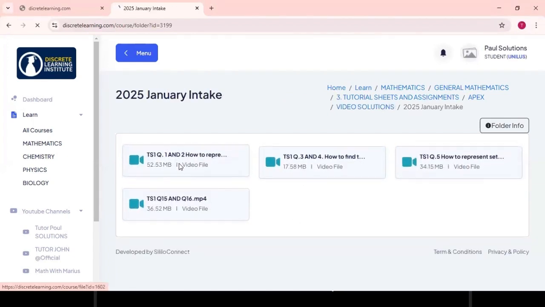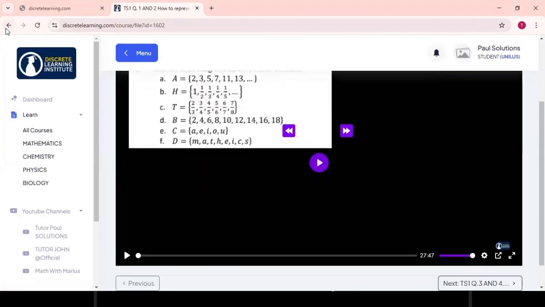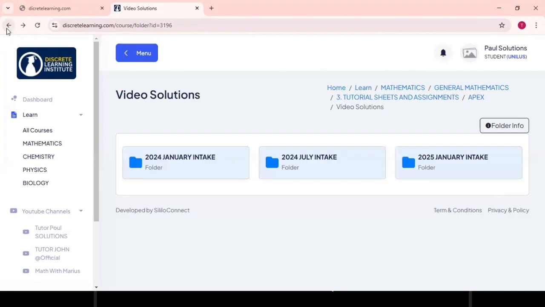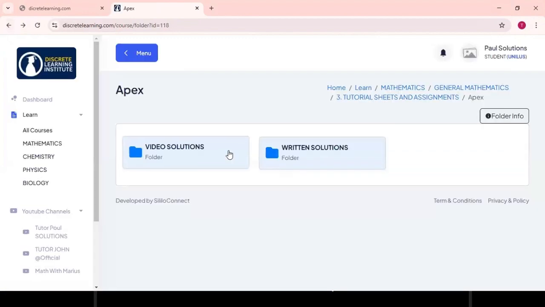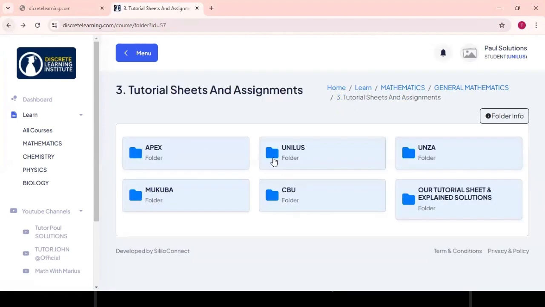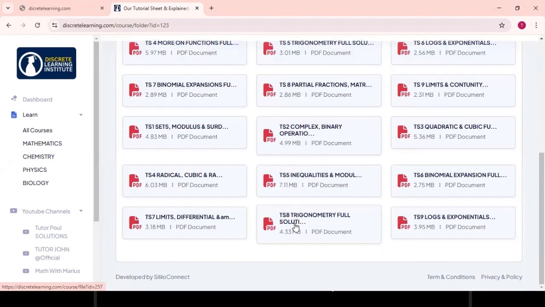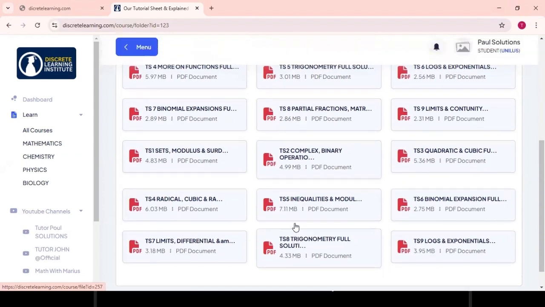Okay, so you can open them if you want to learn. So it will come, you can play it, and you'll be able to learn there. Okay, and then what else? Okay, you can also check out the written solutions here. You're going to find some of the written solutions that we upload there. All right, so if you do not see your university here, you can go in this folder where we wrote our tutorial sheet and explained solutions. Okay, so you open this folder, you're going to find a lot of tutorial sheets based on all the math topics that you can have.